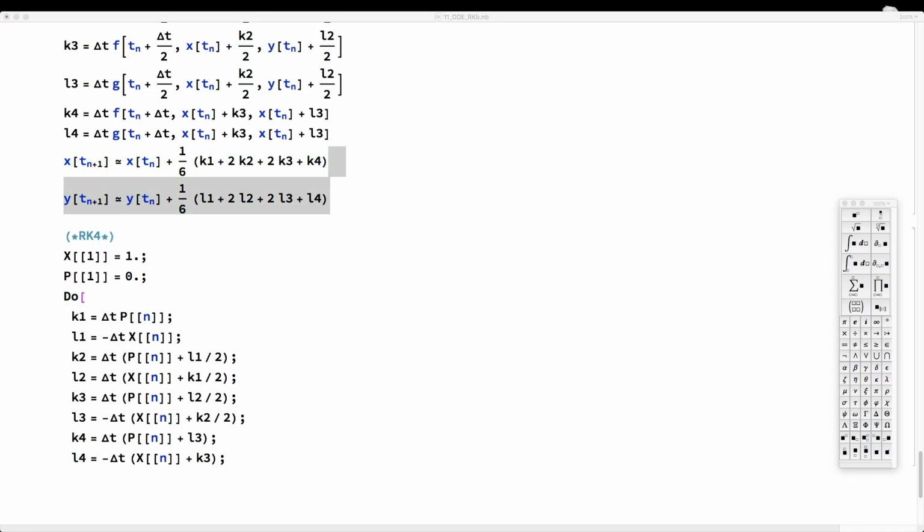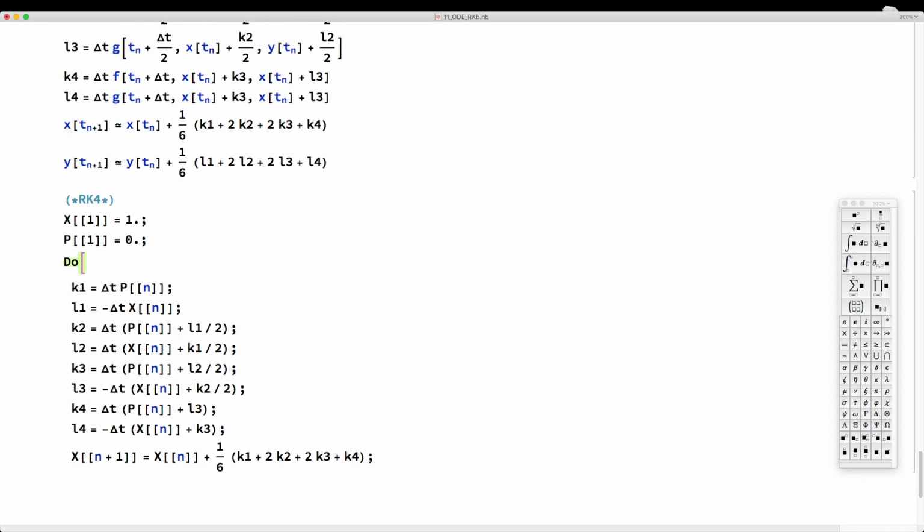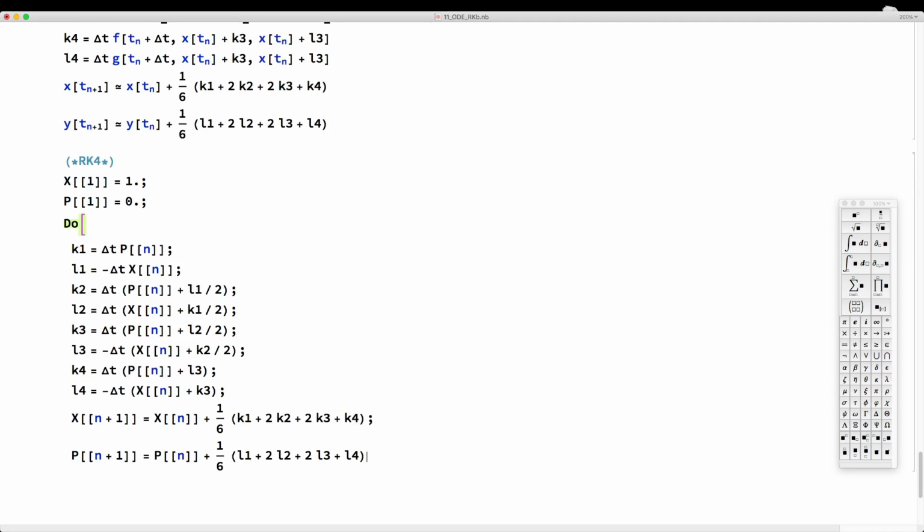So that's the first expression for x, which we use k to update x for the reasons we just mentioned before. And then we use L to update the momentum p. And then the time steps go from n equals 1 up to m.